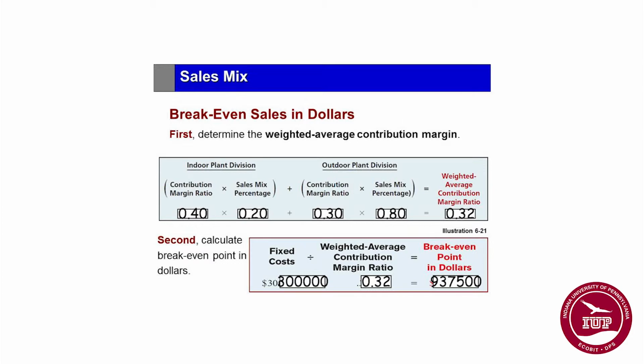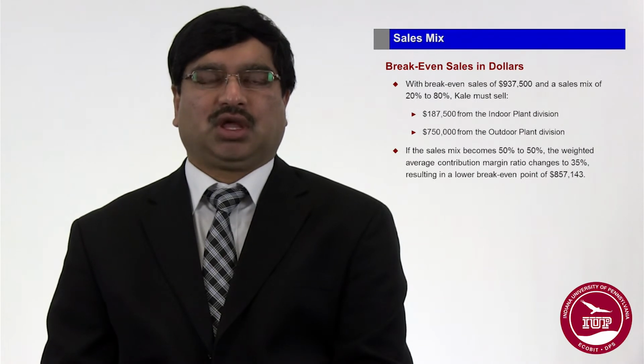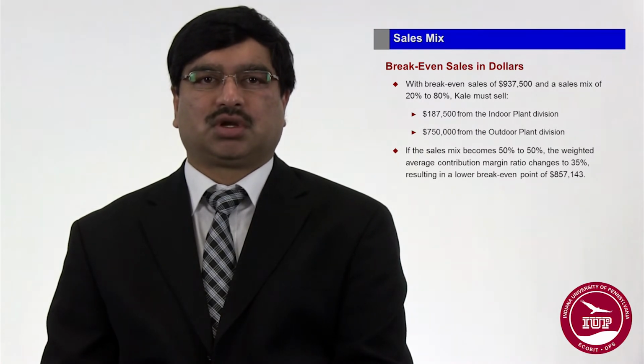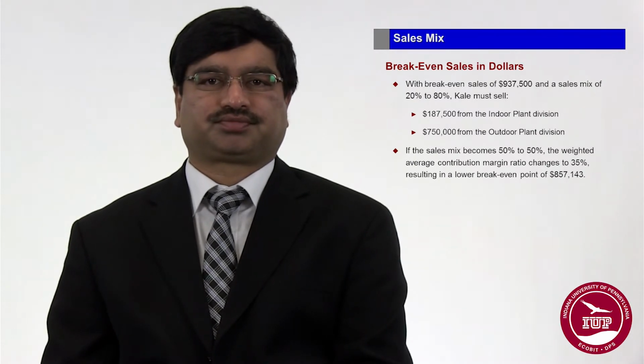Now, this $937,500 will be broken down into 20% and 80%, which was the original sales mix. So if we break it down, 20% of 937,500 is $187,500 and $750,000 for the outdoor plant. So this is how you can compute the break-even sales in dollars for a given sales mix.